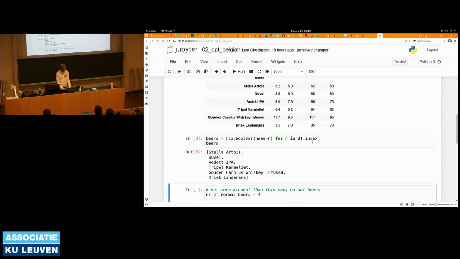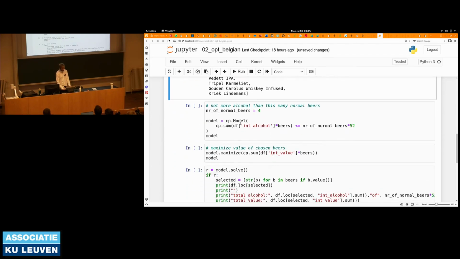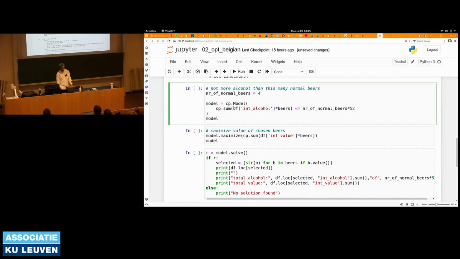We're going to make decision variables, 1 decision variable for every type of beer, and we gave it the name of the beer. Then you can enter the amount of normal beers that you're comfortable with drinking. In my case, that's 4. Is it? I'll have to try. Then the amount of alcohol of the beers that you chose: you can just get the integer value of the alcohol from that table, multiply it by each of our decision variables, and sum that up. This is a vectorized operation.